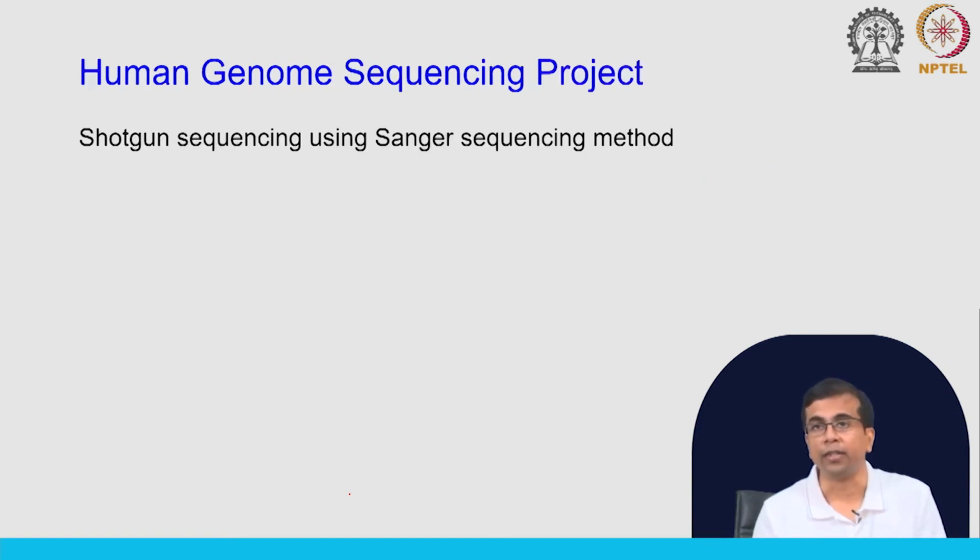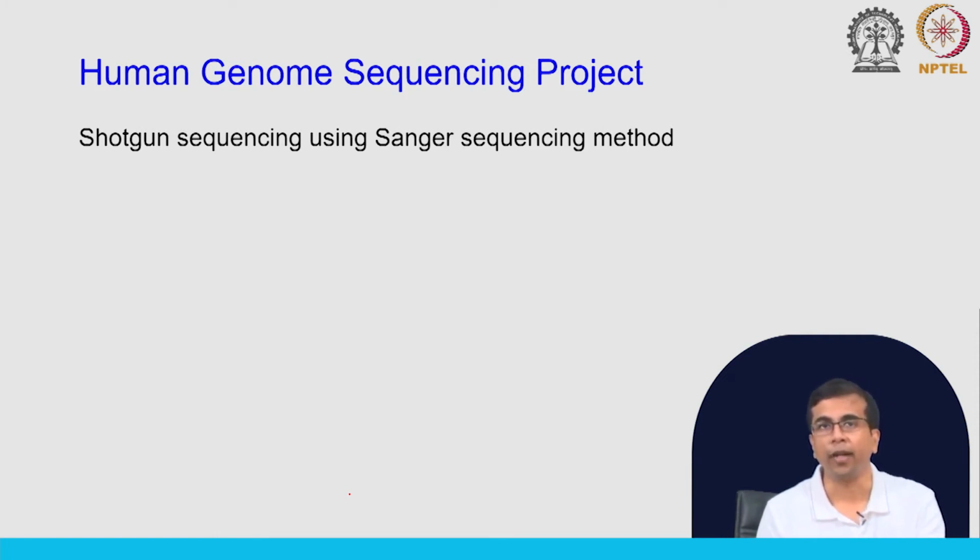This is the method that was actually applied for the human genome sequencing project. That started quite a long time back, and they employed a method called shotgun sequencing, but they used Sanger sequencing to actually sequence the genome. This was a very important project because we thought that by looking at the genome sequence we would understand the functions of genes and which genes are responsible for which types of diseases, etc. So, that is why this was a very important project at that point.